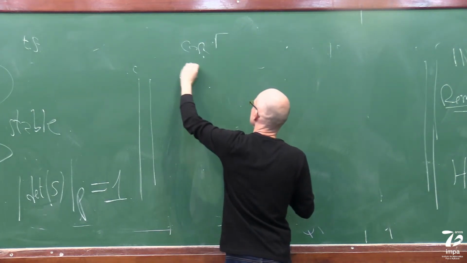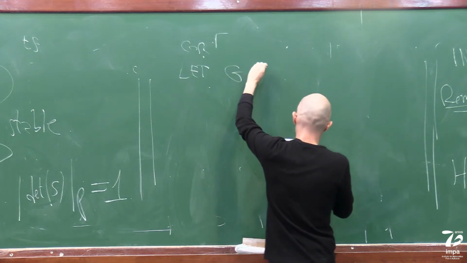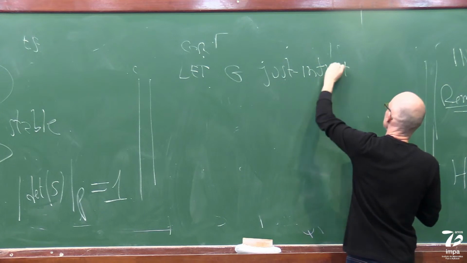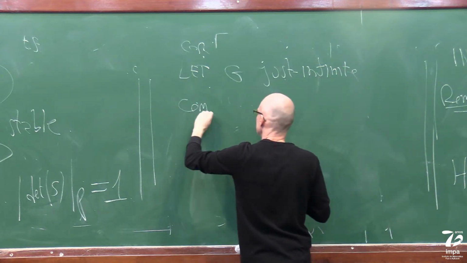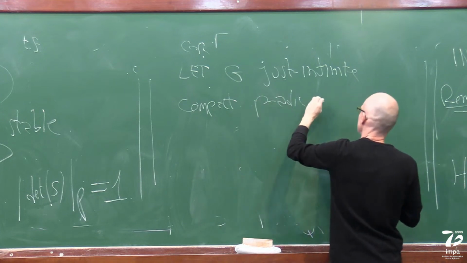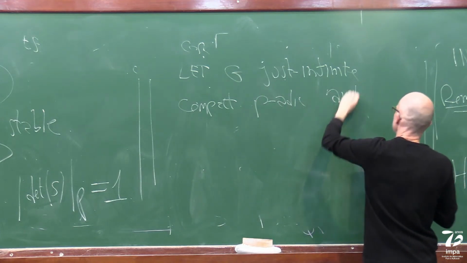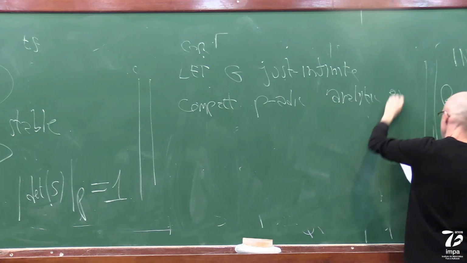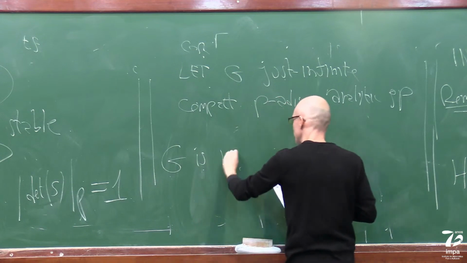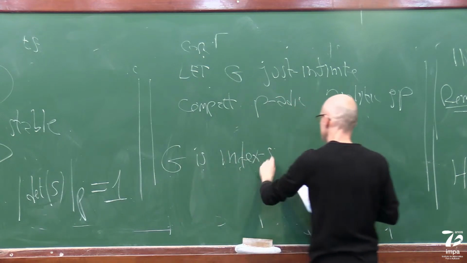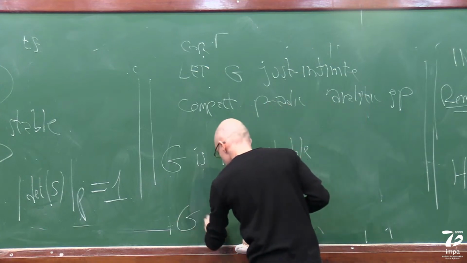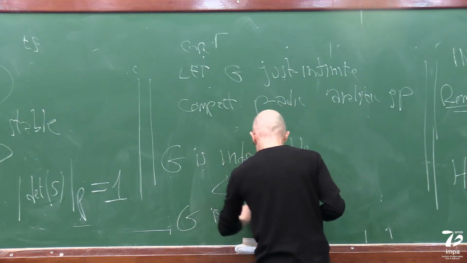Let G be a just infinite compact p-adic analytic group, then G is index stable if and only if G is not virtually abelian.